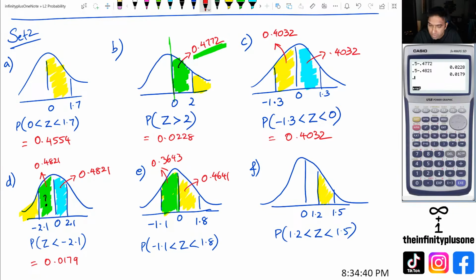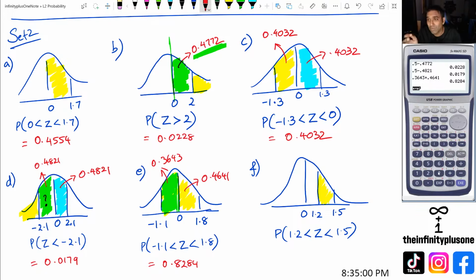And all I have to do now is just add those two values up. So 0.3643 plus 0.4641. And that's going to give me a probability of 0.8284.